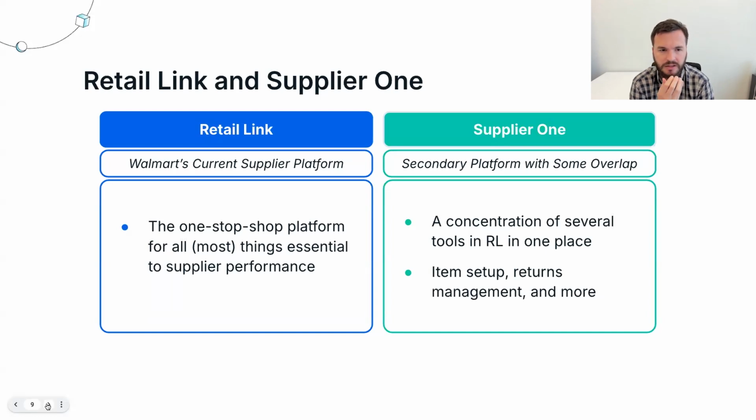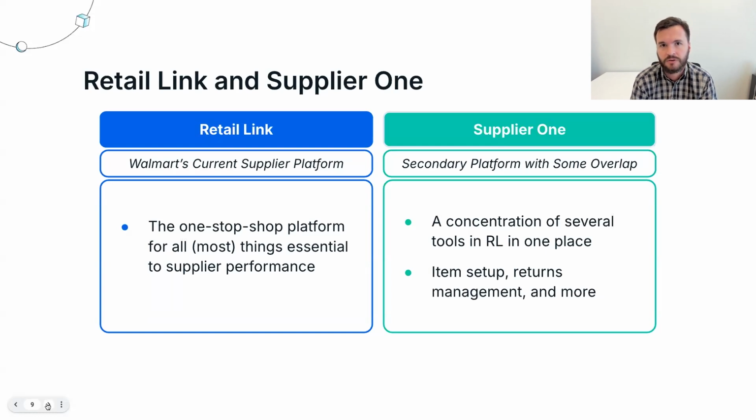So Retail Link, again, this is more the old language, but we used to think of it as the one-stop shop platform for all things essential to supplier performance. And you can see that we've added the word most in there because of recent changes. The question is, in all of our minds, will Retail Link or will something else, will there still be a platform that is a one-stop shop for all things related to supplier success? Or is that landscape changing as the platform becomes underdeveloped from a software perspective?